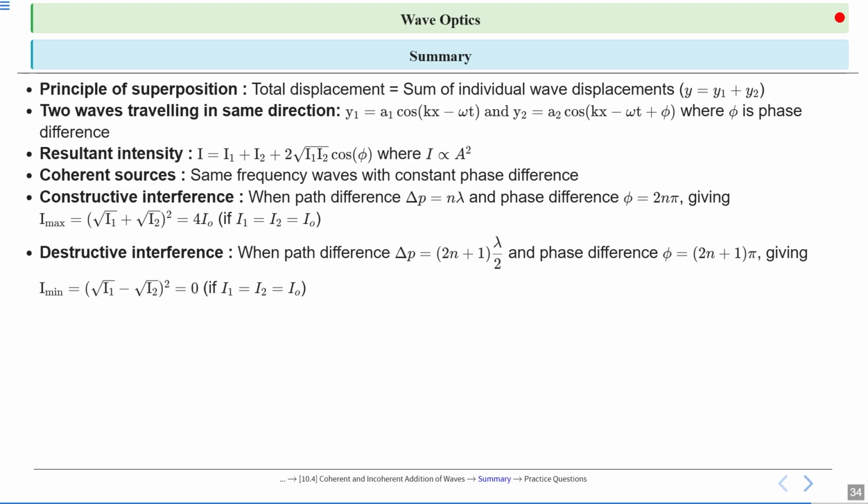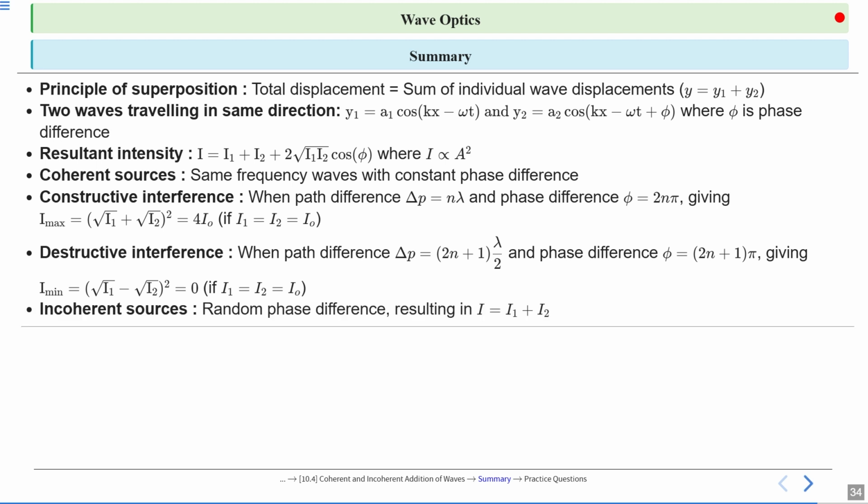It is only 0 when the intensity of both the waves is the same. I max is equal to 4 I naught when the intensity of both waves is equal. Otherwise, it is not equal to 4 I naught. Otherwise, I minimum is not equal to 0 if the intensities of the individual waves are not the same. Incoherent sources: random phase difference between the waves, and the phase difference is changing with respect to time, resulting in I equal to I1 plus I2. That is the averaged intensity.